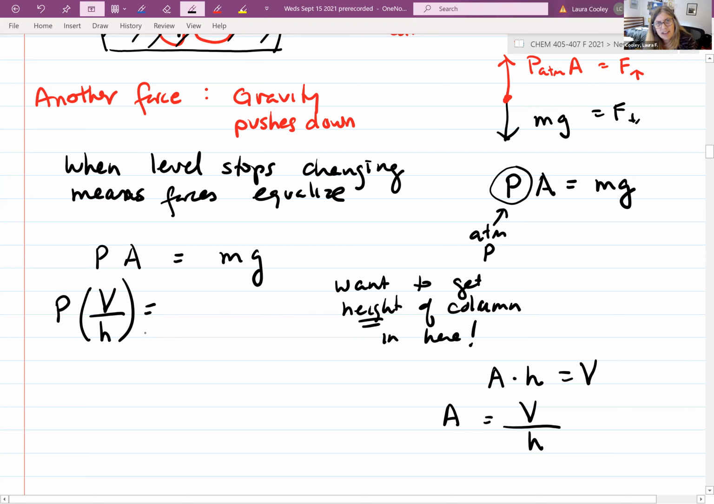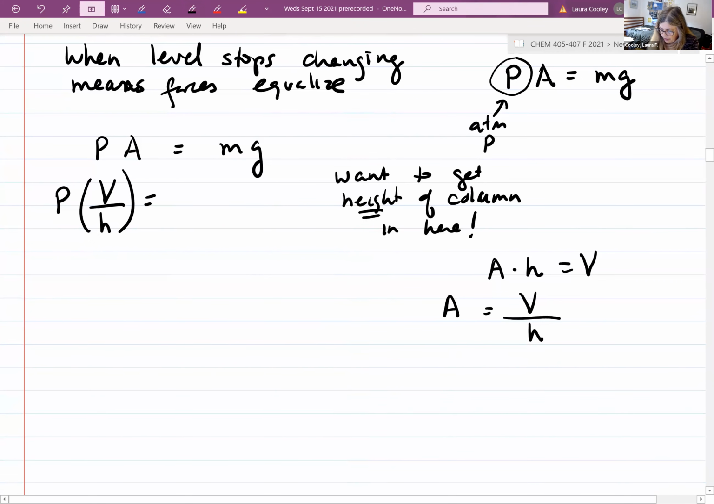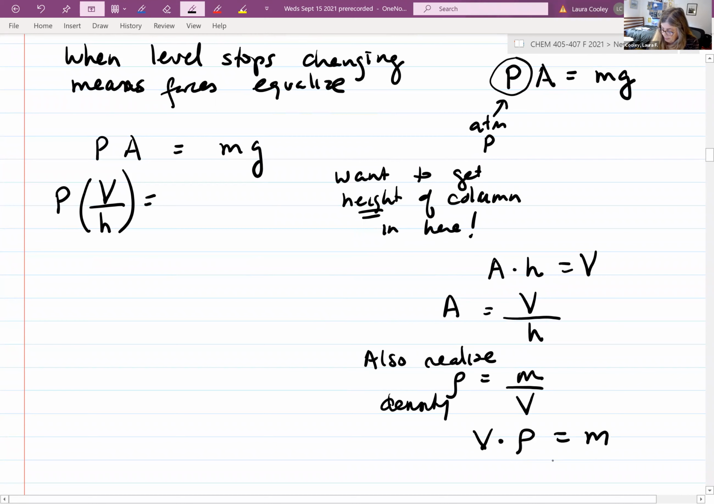That doesn't seem to be doing us any good, but if you also realize that density is mass over volume, which means that volume times the density is the mass. I can plug in, just like I substituted for A here, rho V, rho for the density times the volume, for M. And that has to get multiplied by G.